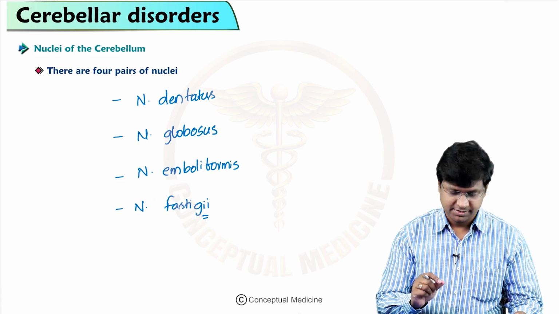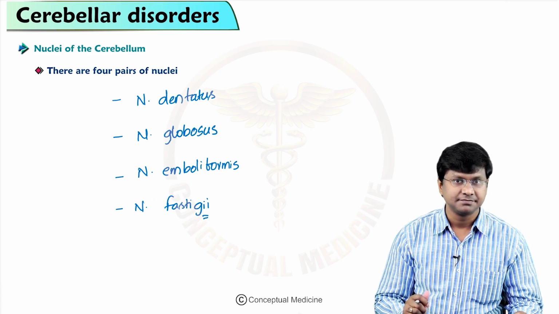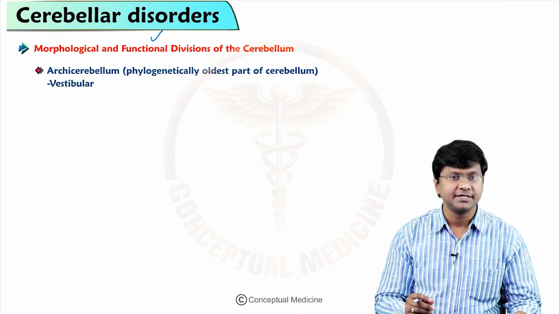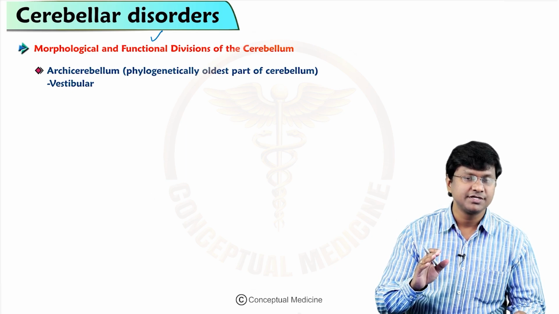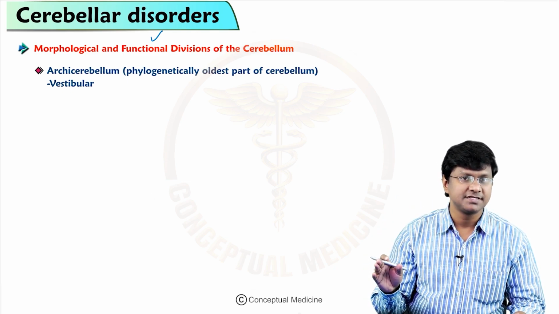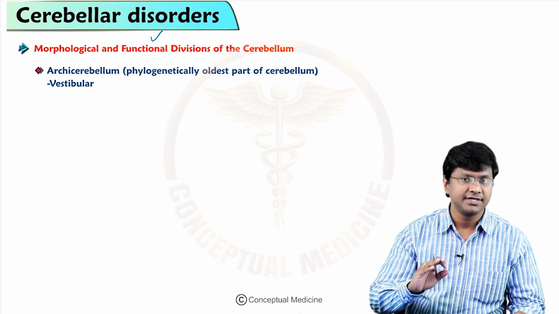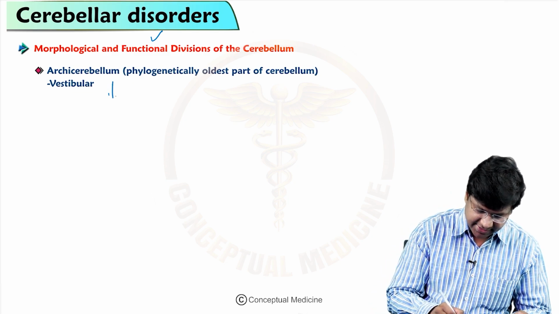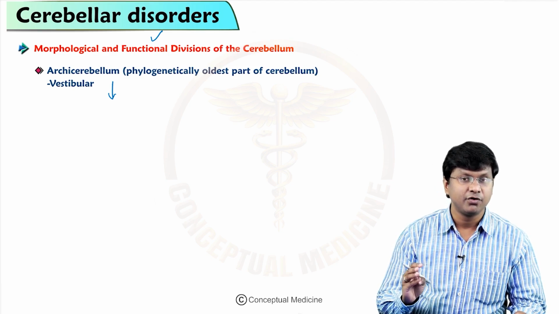Now let me discuss the anatomical division of the cerebellum. The anatomical division includes both morphological and functional division of the cerebellum. Phylogenetically, the oldest part of the cerebellum is the archicerebellum. And what is this archicerebellum made up of? It is made up of the flocculonodular lobe and lingula.